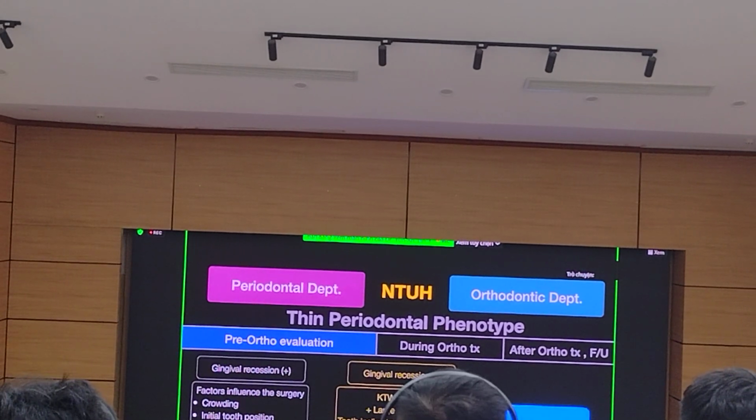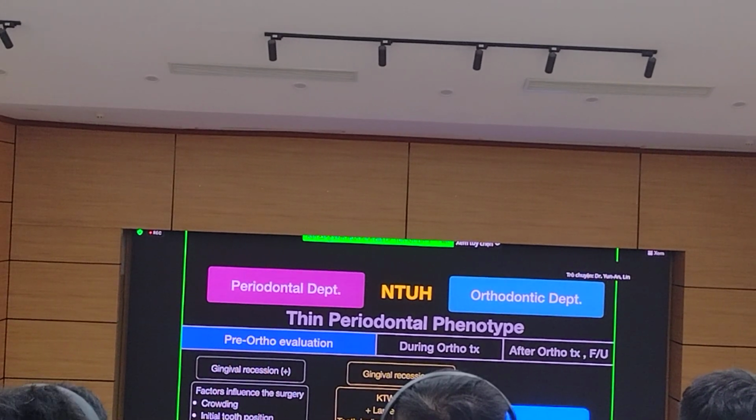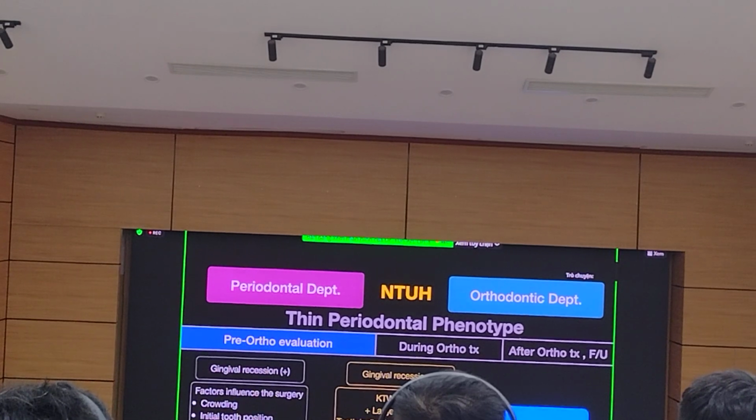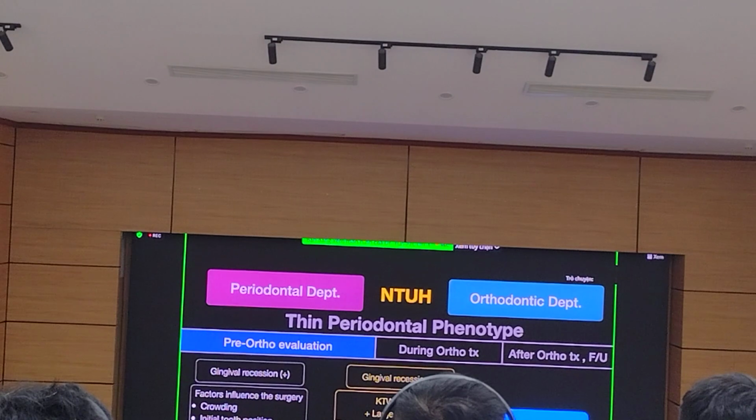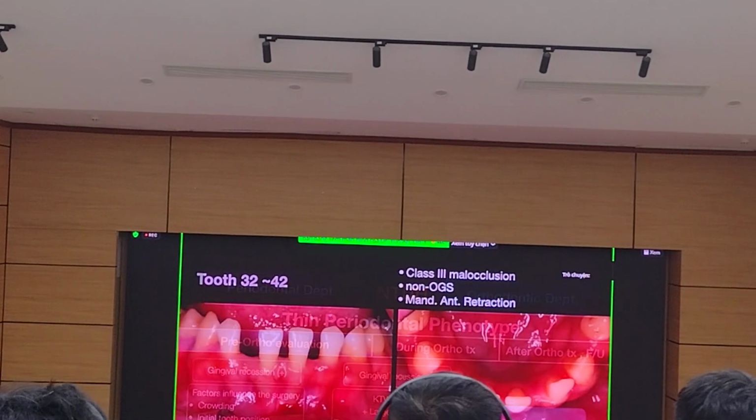Nhưng tuy nhiên khi mà chúng ta đánh giá là cái răng di chuyển ra ngoài rất nhiều, thì chúng ta cũng có thể có hiện tượng gì? Có thể có hiện tượng là bị tiêu xương, nên chúng ta phải cân nhắc là có thể phải ghép xương.